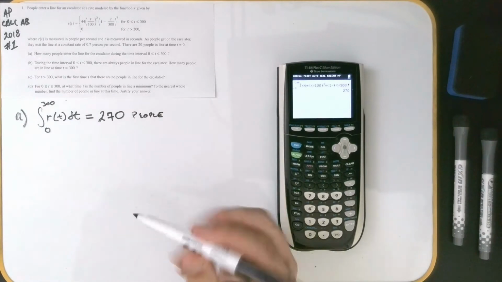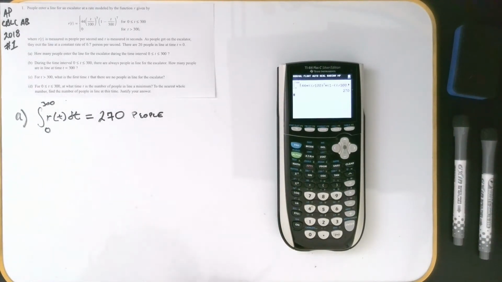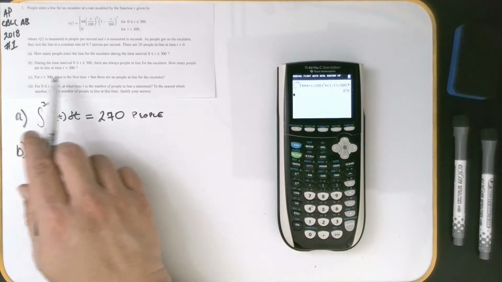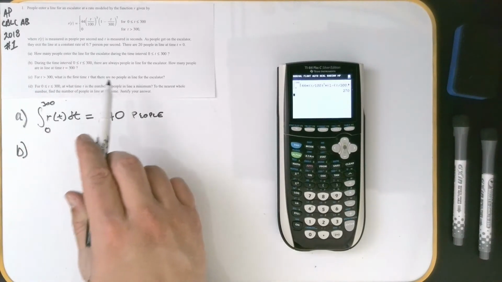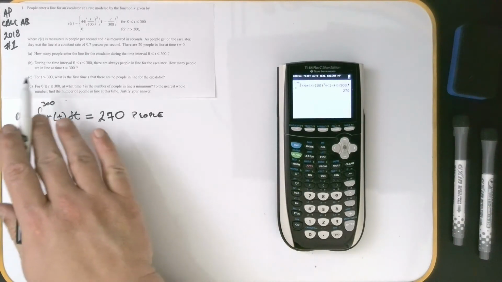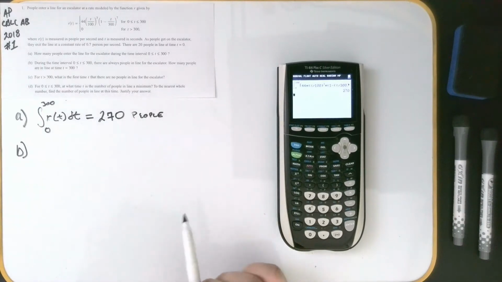All right, so 270 people got in line in those 5 minutes. It might seem reasonable. Depends how much time you spend on escalators, I guess. Let's move on to part B. Part B says, during the time interval, there's always people in line for the escalator. How many people are in line at t equals 300?